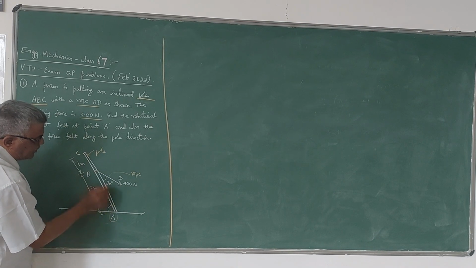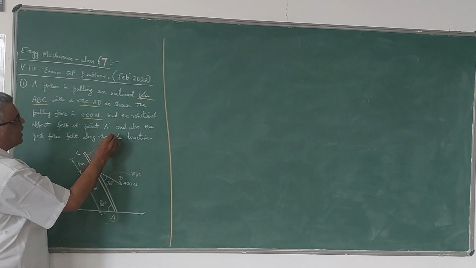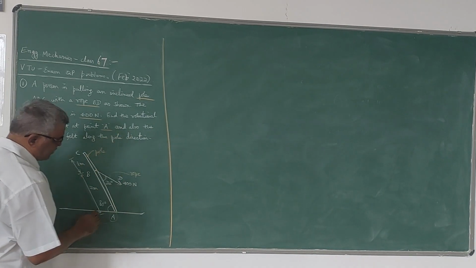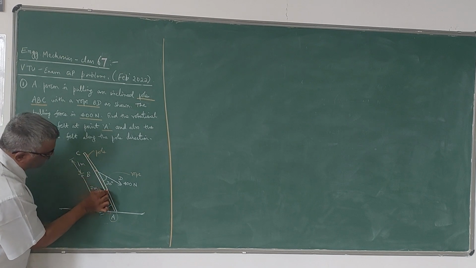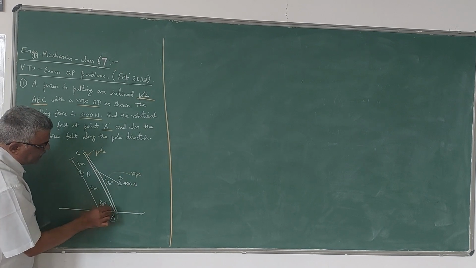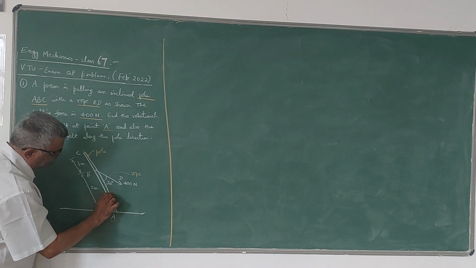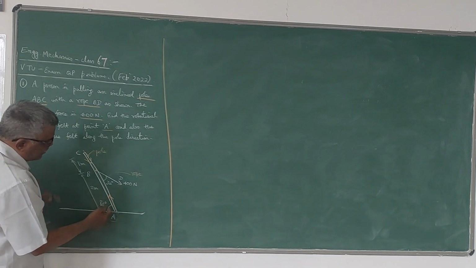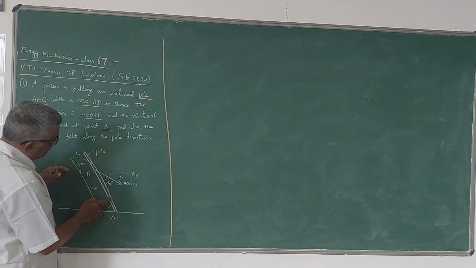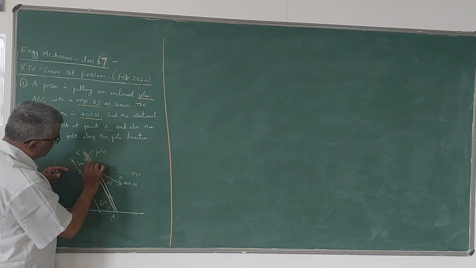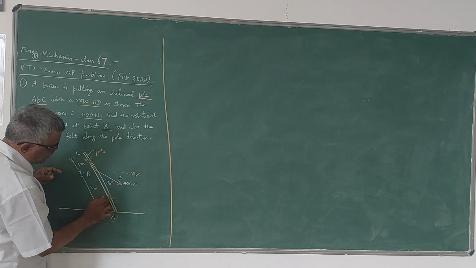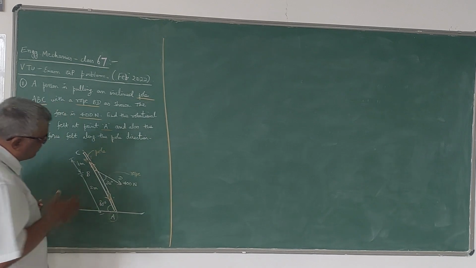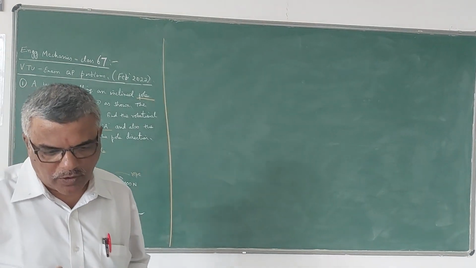So what is the rotational effect of this 400 Newton force at the point A, and also the push force felt along the pole direction. That means due to this tension force, the pull force in the rope, there develops a push force. I can show like this. This is how the push force will develop. Not like this. The push force is like this, towards the joint, towards the point. So this is the push force which can be expected in the pole.